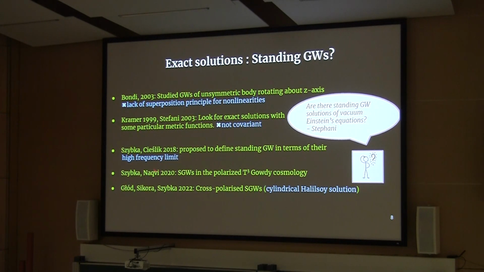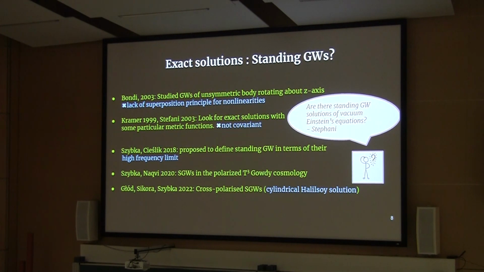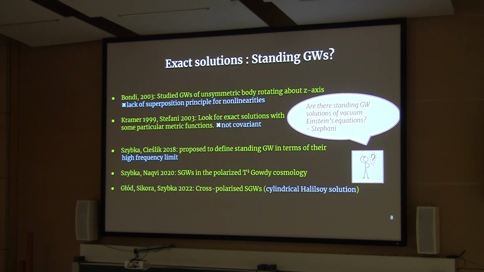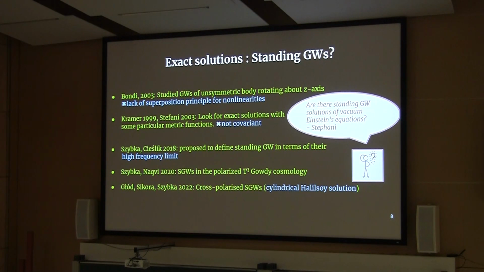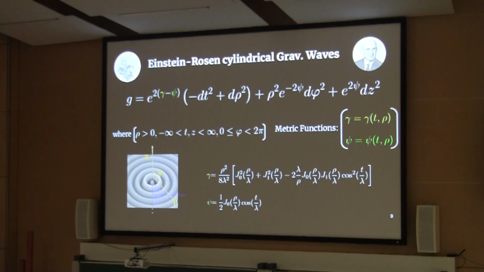Then Shipka and Cheslek in 2018 proposed to define standing gravitational waves, but only in a high frequency limit. Then Shipka and Naqvi studied standing gravitational waves in a polarized T3 Gowdy cosmology. And in another paper by Gould, Sikora and Shipka, they studied the cross-polarized case. What I'm studying right now is only the Einstein-Rosen cylindrical gravitational waves.